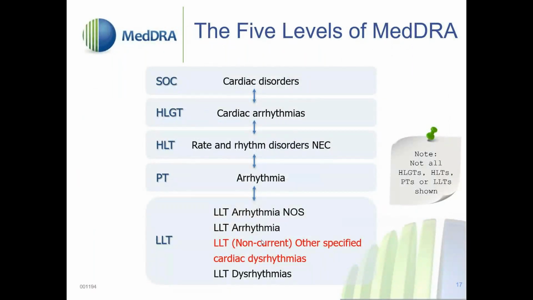Let's look at an example for the MedDRA hierarchy. In this instance, we are looking at the SOC cardiac disorders. And this SOC cardiac disorders contains 10 HLGTs, representing the main types of cardiac disorders. So here we have selected the HLGT cardiac arrhythmias. Under this HLGT, there are several HLTs grouping PTs for the different types of arrhythmias, like supraventricular arrhythmias, ventricular arrhythmias, etc.